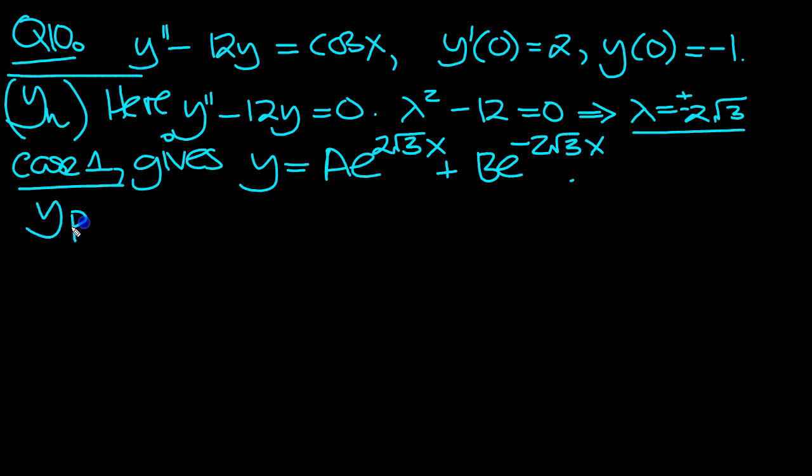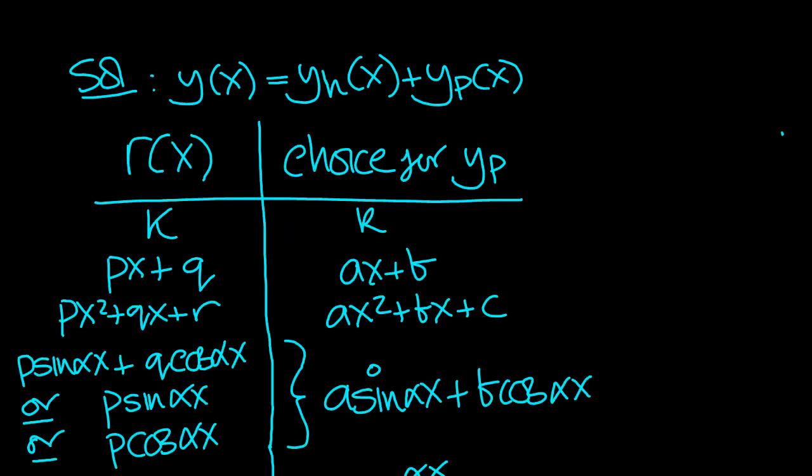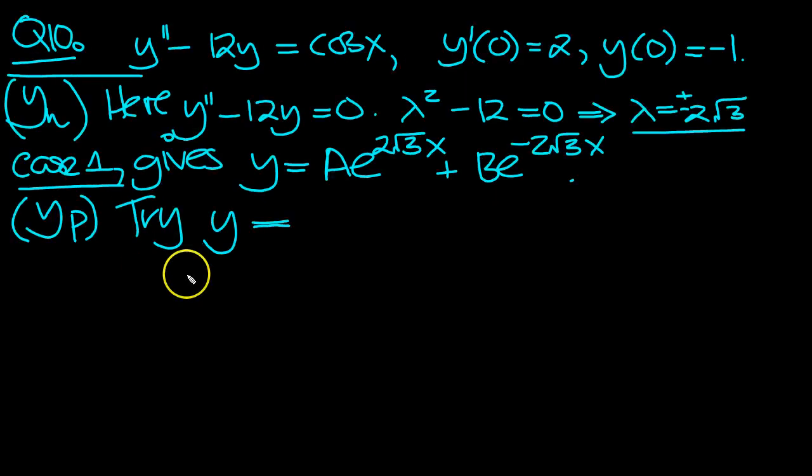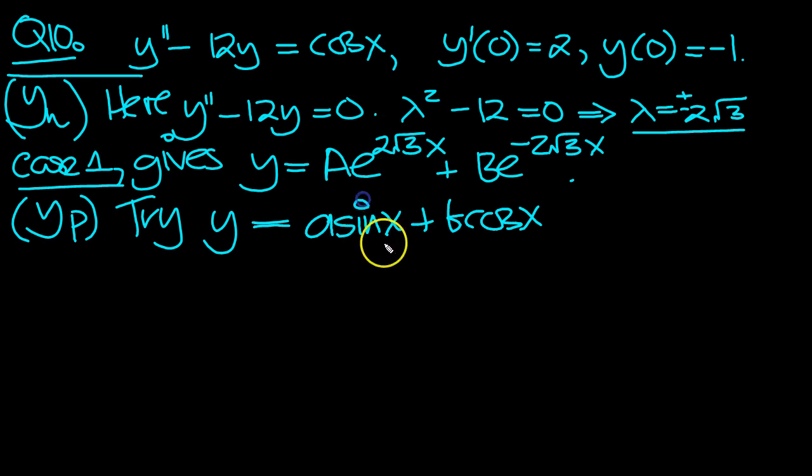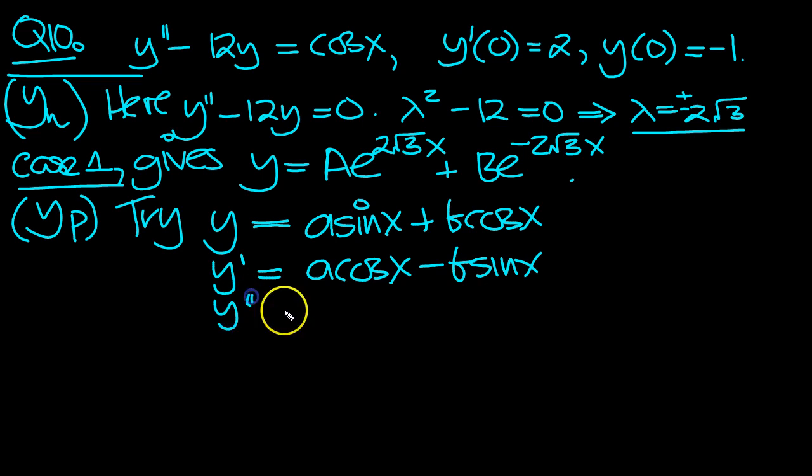Now we turn our attention to yp, and we try y equals, so let's go down to our table to see what we need to try. Here it is. We try a sine plus b cos. So it's a sine x this time, plus b cos x, because the right hand side was just 1 cos x. So y dashed will equal a cos x minus b sine x, and y double dashed is minus a sine x, minus b cos x. There we go. That's what we've got.